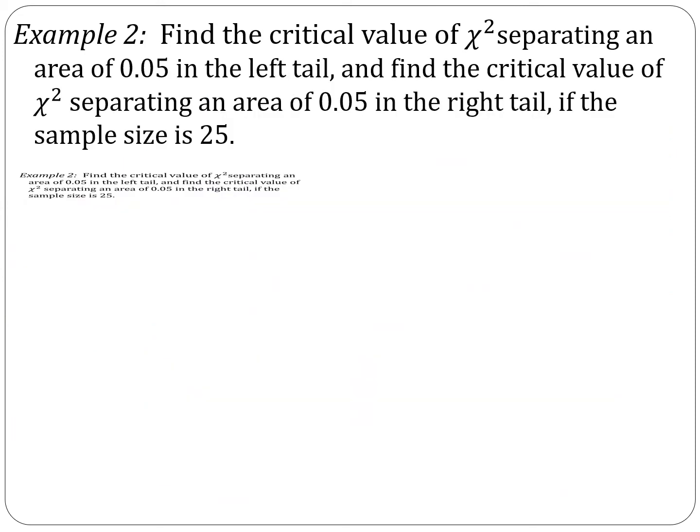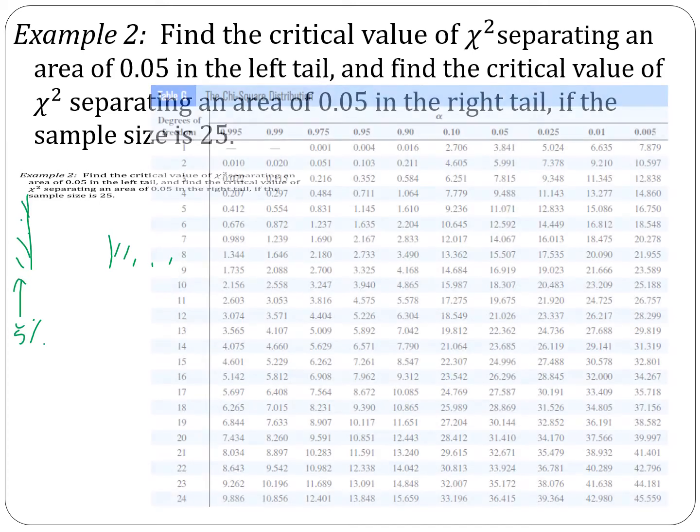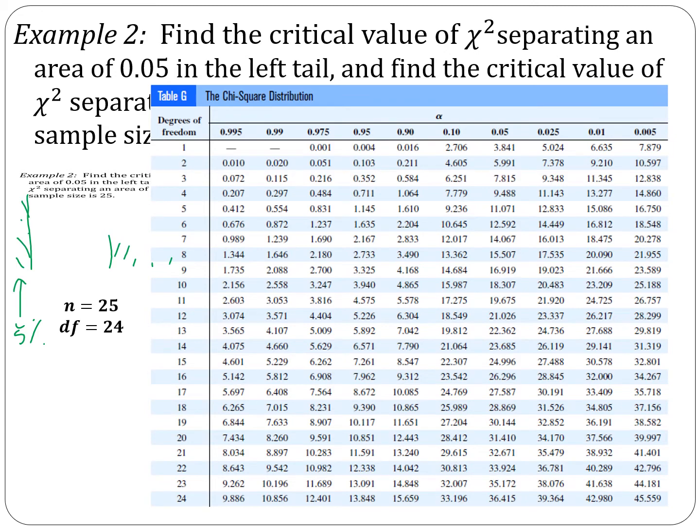Let's do another one. The critical value of chi-squared separating an area of 5% in the left tail and 5% in the right tail if the sample size is 25. All right, here's our table. Sample size is 25. That means 24 degrees of freedom. We're way at the bottom of this table here.